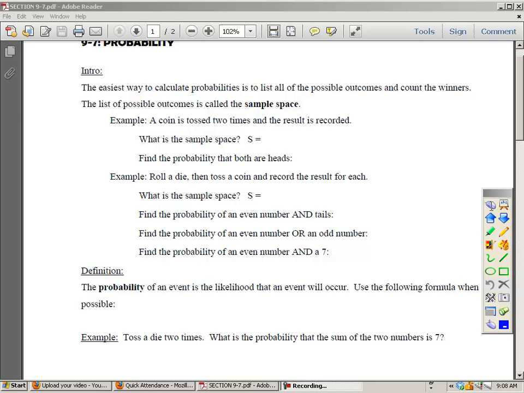Now, we listed outcomes when we were in Algebra 2. What we didn't call them, though, is what we call them in pre-calc. And the biggest thing is we call them the sample space. And so we want to look at what the possible outcomes are. So let's start with the first example.